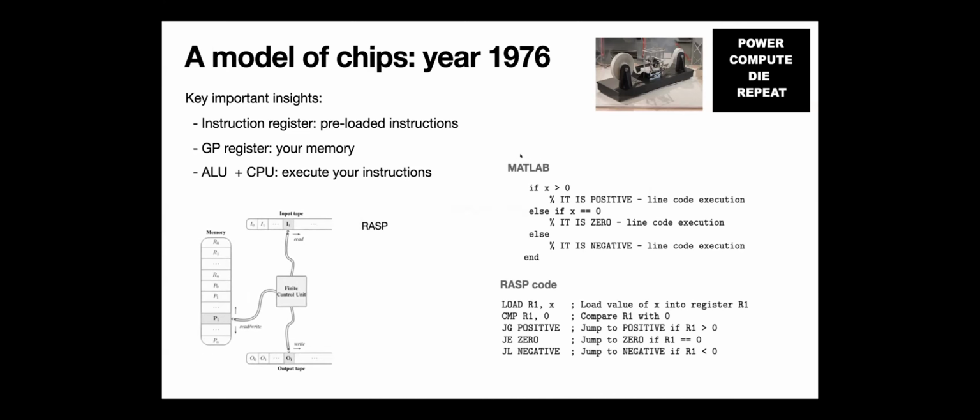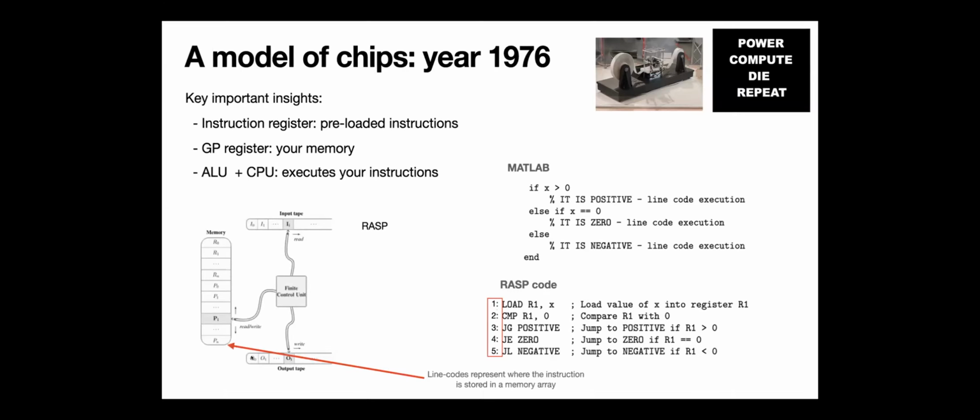One example is, for instance, this one. If I write this, essentially a theta function in MATLAB, in RASP code, it will look like a set of instructions of this form. So you see that I'll have to load the value of x into a register. I will compare R1 to 0, and then if this is positive, you jump to a certain line. If it is identically 0, you jump to another line, and so on and so forth. So this is assembly-like code.